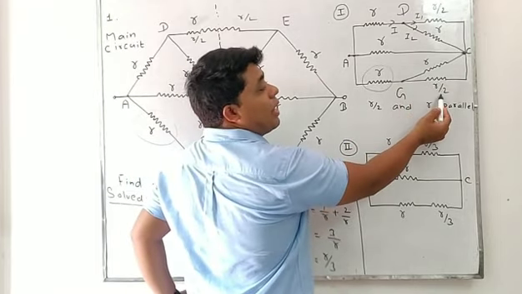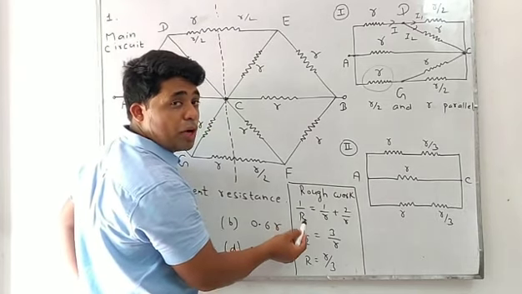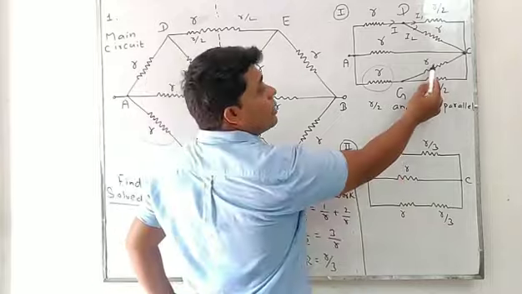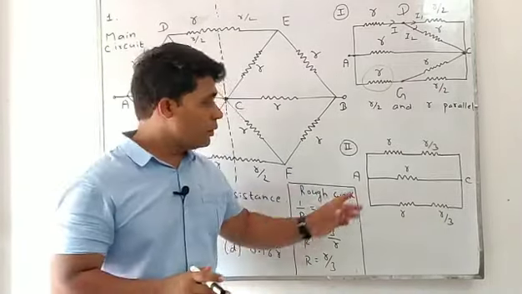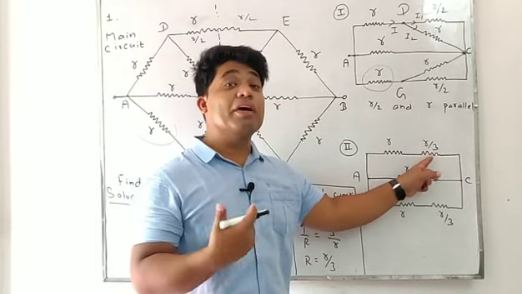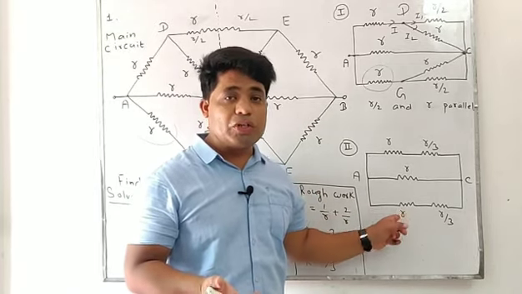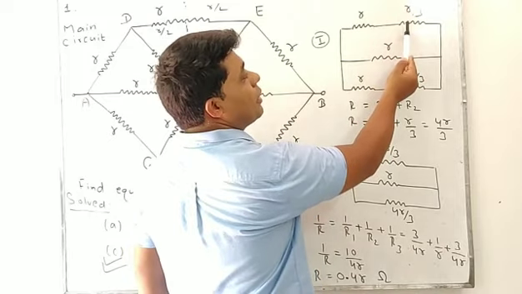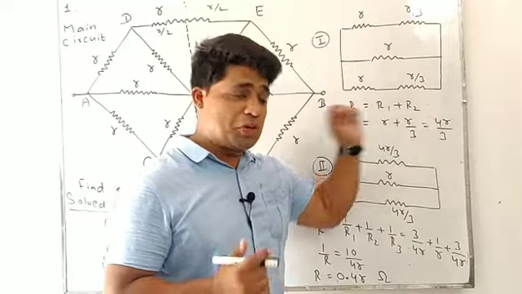Similarly, R and R by 2 again become parallel. We know the formula of parallel, 1 upon R equals 1 upon R1 plus 1 upon R2. It becomes R by 3. Now students, it should be clear. We have to solve this circuit. Now R and R by 3 are in series, and this R and R by 3 are also in series.